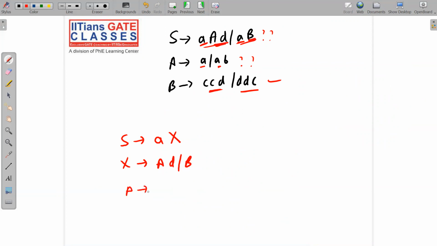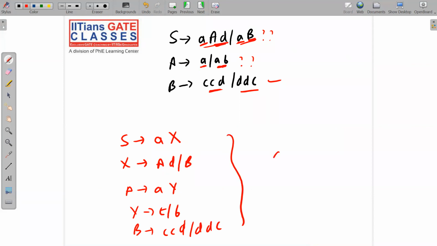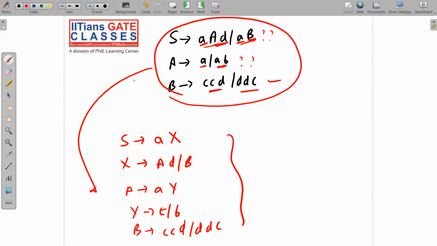Now A goes to A, Y, and Y will go to null or B. Capital B goes to C, C, D, or D, D, C. So there is no problem in these cases. So after doing left factoring, we have got this CFG. These two grammars are exactly equivalent. The main advantage here is there is no common prefixes problem, and here we have the common prefixes problem. Please note it down carefully, and I will jump to the next slide now.